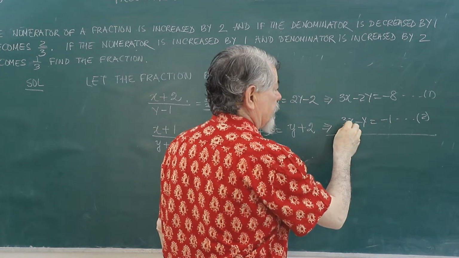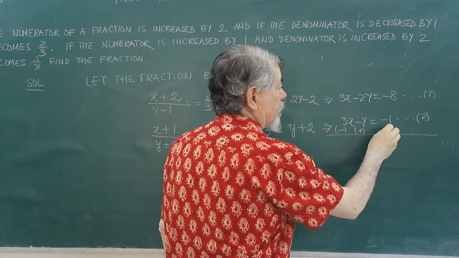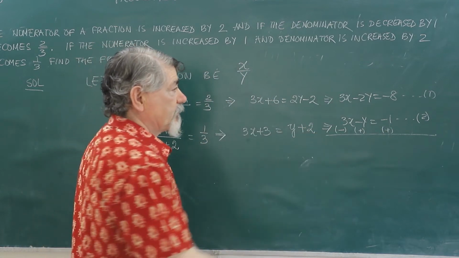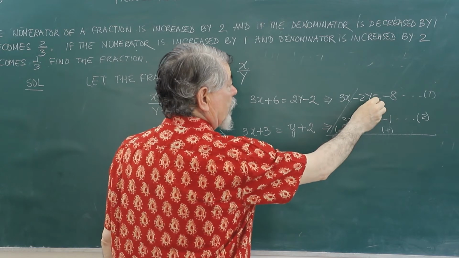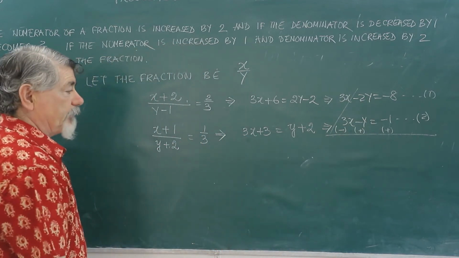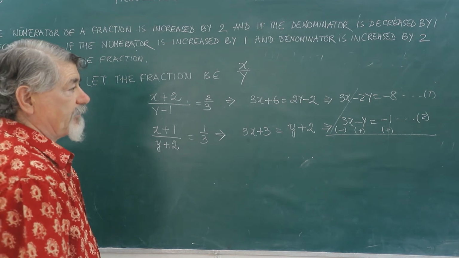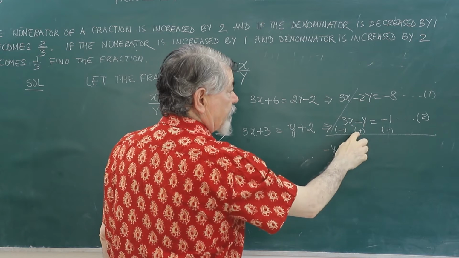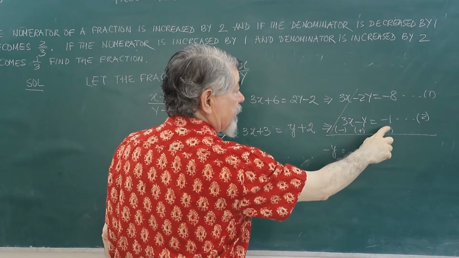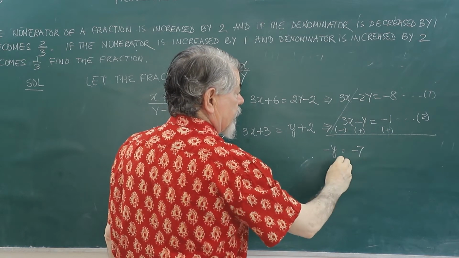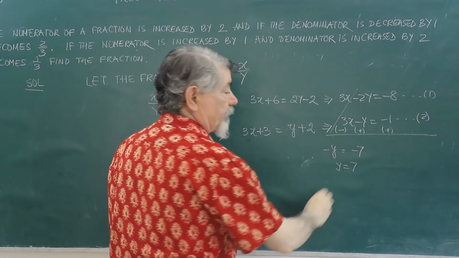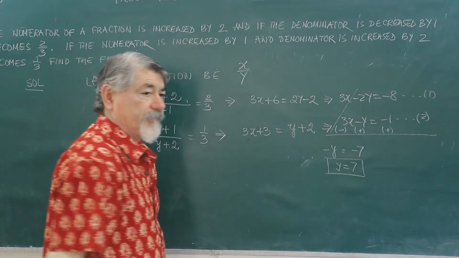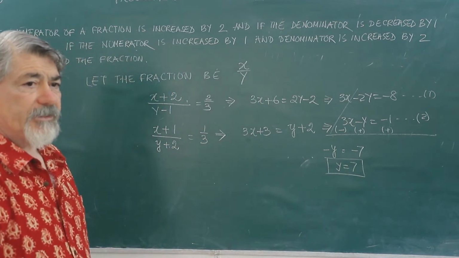Let us subtract. We change all the signs. 3x minus 3x will cancel. Minus 2y plus y will become minus y. Minus 8 plus 1 will become minus 7. So y is 7. We got the value of y as 7. Your denominator is 7 because y was denominator.